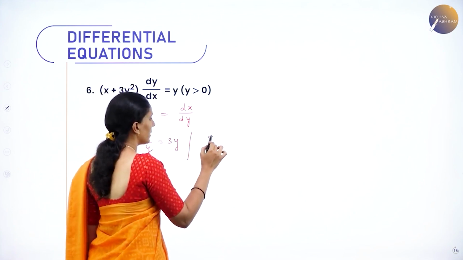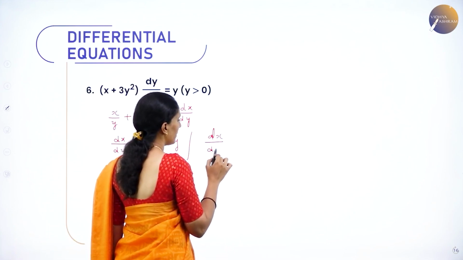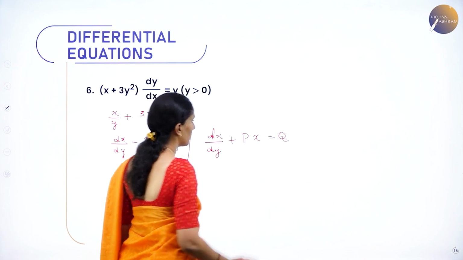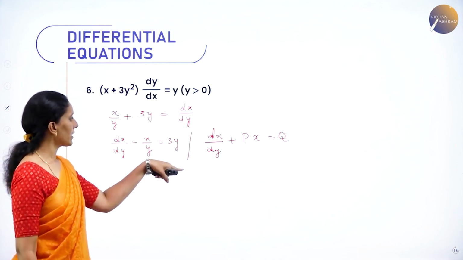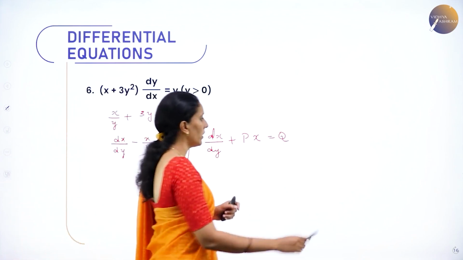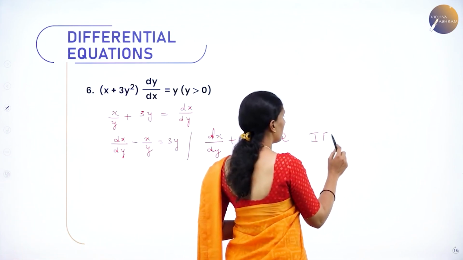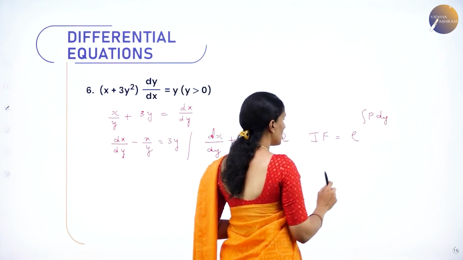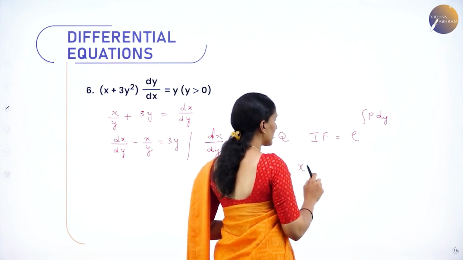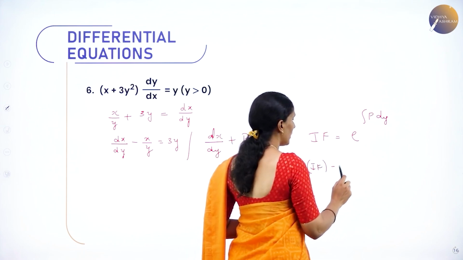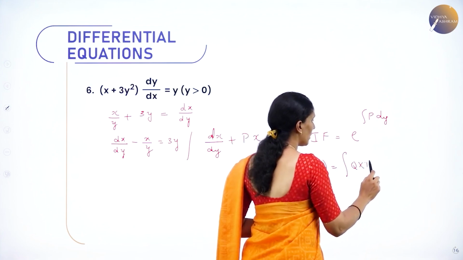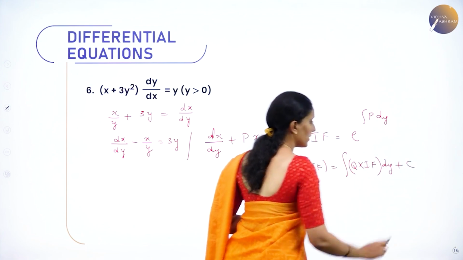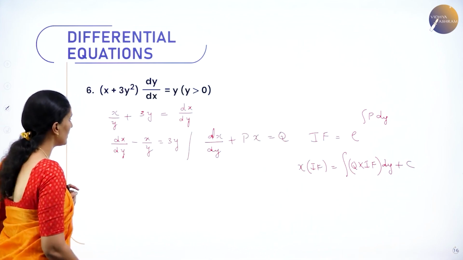This can be compared with the equation dx by dy plus px is equal to q. When it is of the form dx by dy plus px is equal to q, then the integration factor will be equal to e to the power integral p dy, and the solution will be in the form of x into integral factor equals integral of q into integral factor with respect to dy plus c. So remember, this is what we have to apply as the solution.